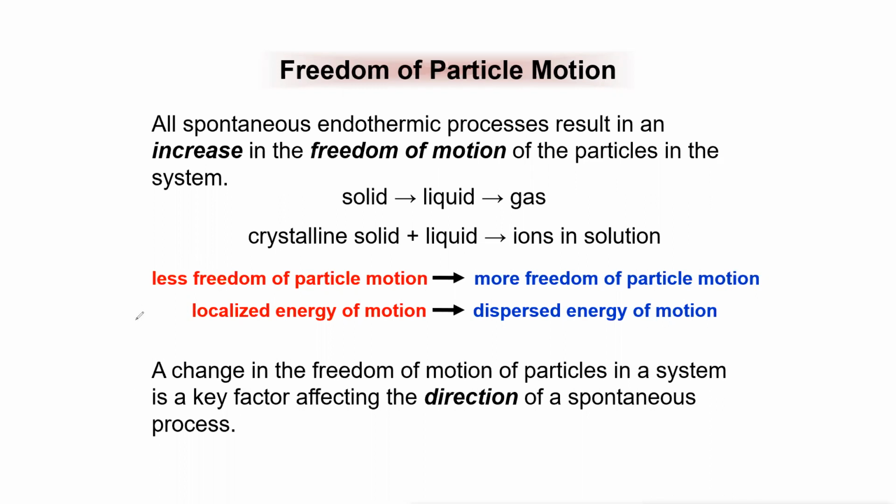Professor, one question. Yeah, go ahead. So here it says all spontaneous endothermic processes result in increase in the freedom of motion. Is it specifically for the endothermic processes, or is there something related with exothermic processes also? It is also relatable with exothermic processes. So our goal is to simply look at freedom of particle motion. That's kind of like the overall summary. As long as particles can move around freely, it is going to be spontaneous. Got it. Okay, thank you.